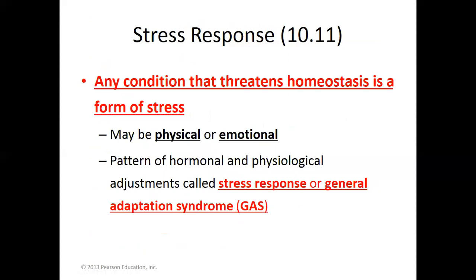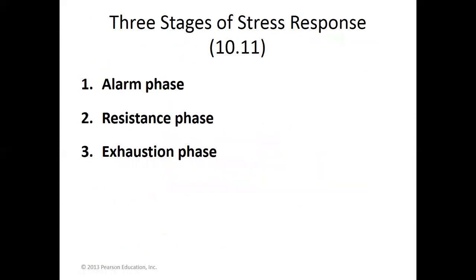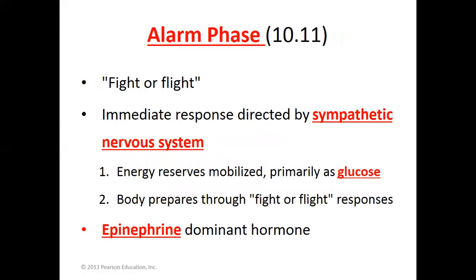So the stress response is what we're going to finish with. Any condition that threatens homeostasis is a form of stress. So when stress is long-term, it can be a physical or emotional stress. The pattern of hormones and physiological adjustments in response to this stress is called the stress response or the general adaptation syndrome. And there's 3 phases: the alarm phase, the resistance phase, and the exhaustion phase.